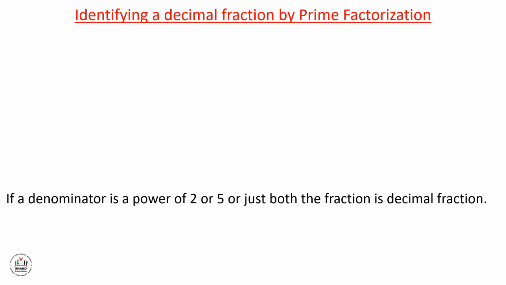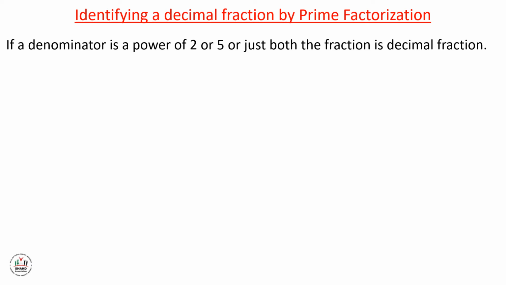Identifying a decimal fraction by the prime factorization method. If a denominator is a power of 2 or 5, or just both, the fraction is a decimal fraction. Let's see this example. 200 over 80.